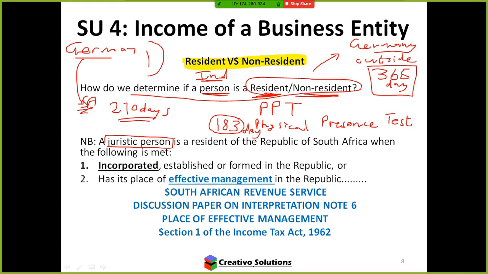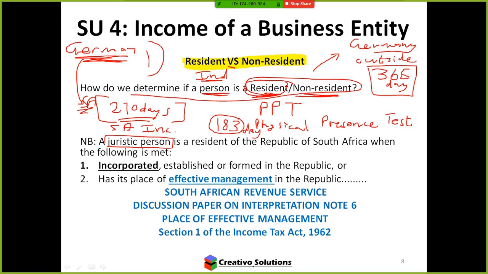Because they've worked in South Africa for 270 days, even though they're going to go back home and spend the rest of their life in Germany, they could still be considered a resident for that period of time. So from the day that they set foot in the country, for the income that they generated, they could be taxed on that amount. The legislation is quite specific.